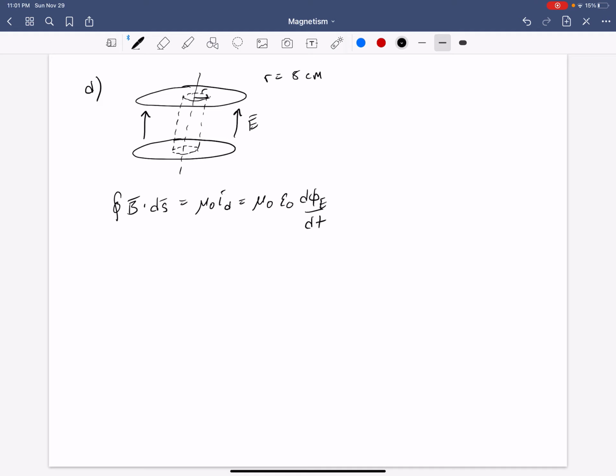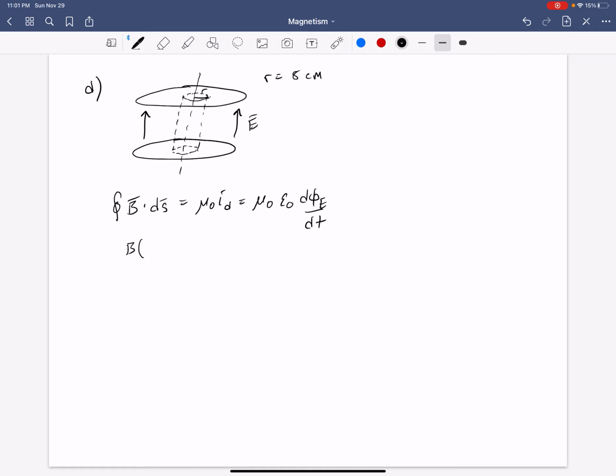Right here, this tells you that the magnetic field B is directly related to the electric field that's changing in time, right? The electric field magnitude is embedded in the flux, phi. Well, if that's changing, that's creating a magnetic field. So let's see what that value is. Okay. All right. So we have B dot ds.